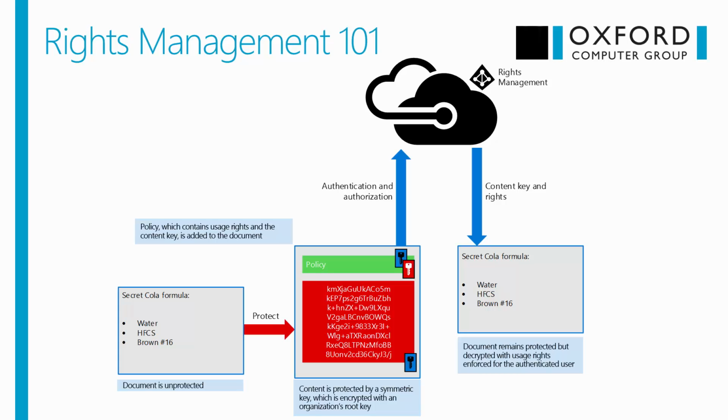On the right-hand side, we have the decryption side. The application looks at the policy and contacts the Azure RMS service. If the user has been authenticated and has access to the document, the application will allow the user access but enforce restrictions put in place by the policy. So that's, at a high level, what Azure RMS is and how it's protecting your documents.